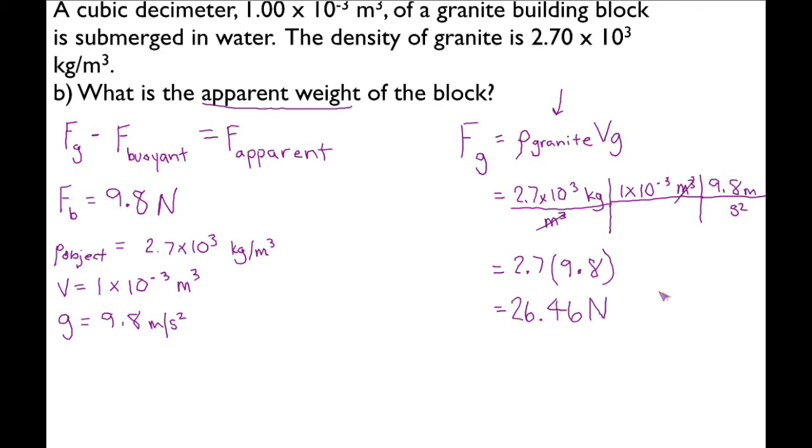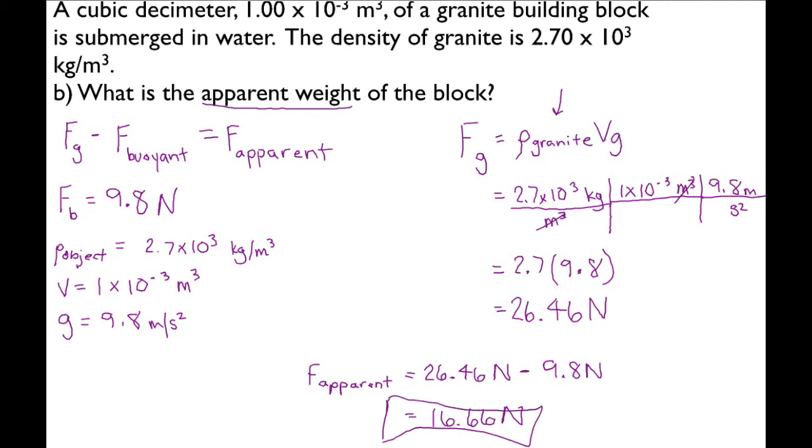newtons. Okay, now to find my apparent weight, I take this normal weight. This is what the object weighs on land, minus the buoyant force, and its apparent weight is 16.66. This is why when you bring heavy things into water, it feels a lot less heavy, or you feel like you can lift things in water that you couldn't otherwise lift. It's because this buoyant force is making it feel like it weighs less.